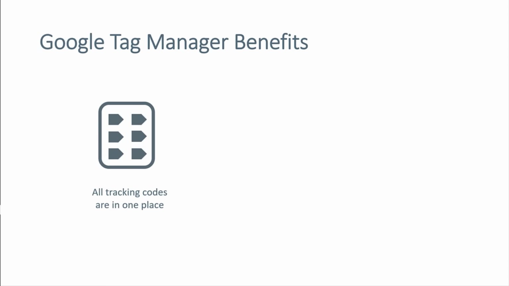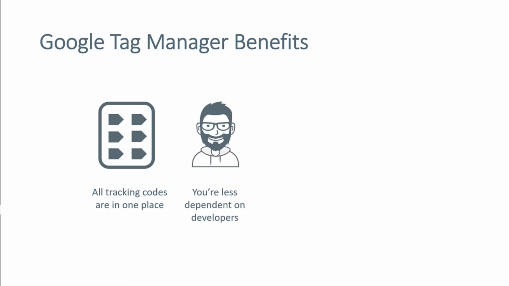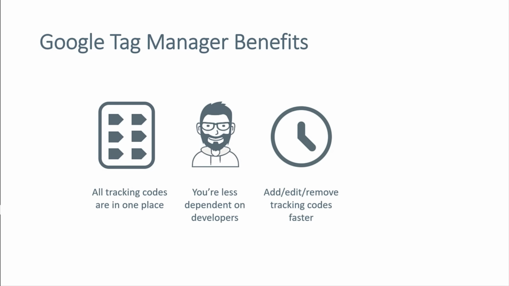Speaking of benefits, Google Tag Manager has a lot of them. First of all, your tracking codes are stored in a single place. So it is easier to find them, to manage them, and to decide when to fire them. Of course, then you're less dependent on developers. This does not mean that Google Tag Manager will replace the developers completely, because in some cases, developers will still be needed. But there will be many more situations where you will be able to add tracking codes by yourself and do that much faster. That's why the third benefit is the speed.